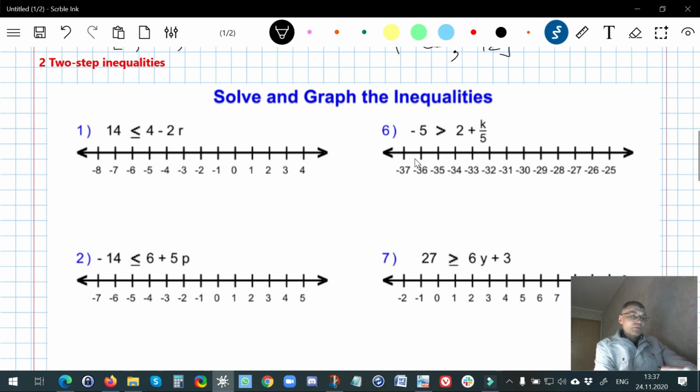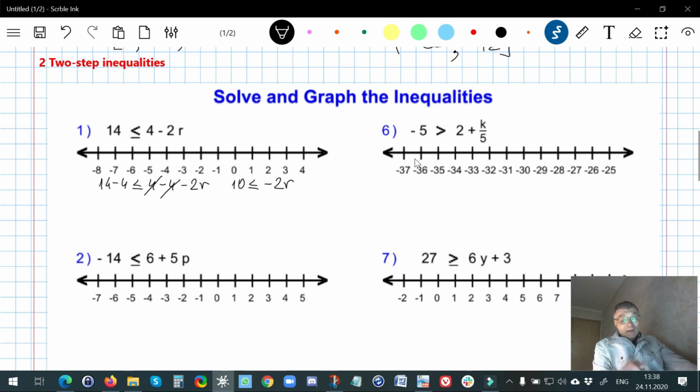Here we have to isolate negative 2r. To do that, I subtract 4 from both sides. 4 minus 2r, 4 cancels. And I think it's a good idea to calculate. 14 minus 4 gives me 10. So I rewrite my inequality like that. That's the result of my first step.